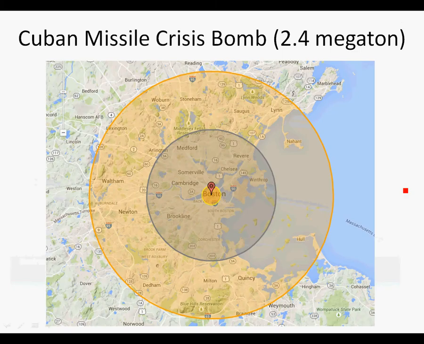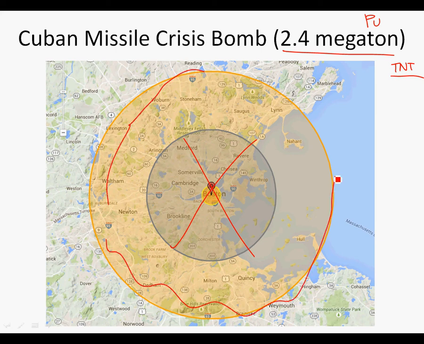This is an example of the size of the boom that you get. This is what would happen if a bomb from the Cuban Missile Crisis, a 2.4 megaton TNT equivalent bomb, landed on Boston. Remember, it's actually plutonium in this bomb, not TNT, but it's the size of 2.4 million tons of TNT. Essentially the shock wave would destroy every building in this area and then cause huge amounts of heat and pressure, enough to knock down a lot of buildings and set ones outside that area on fire.